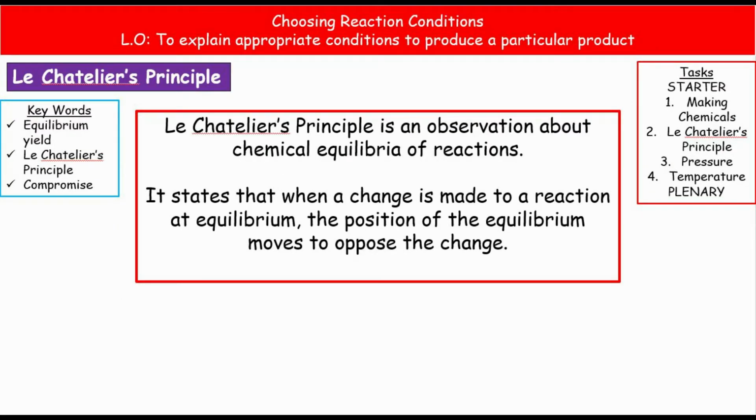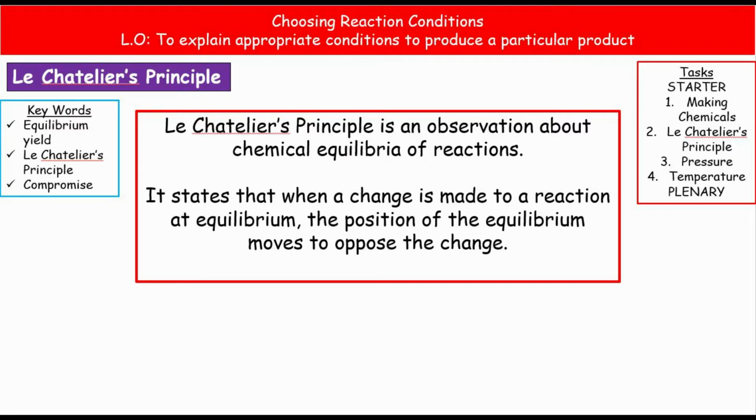What we're really going to be focusing on throughout this lesson is a principle called Le Chatelier's principle. Now, this is really an observation about chemical equilibria of reactions. So it's the fancy way of saying we're looking to see how we can pick conditions to make our particular product in a particular amount. And what it actually tells us is that when a change is made to a reaction at equilibrium, then the position of the equilibrium moves to oppose that change.